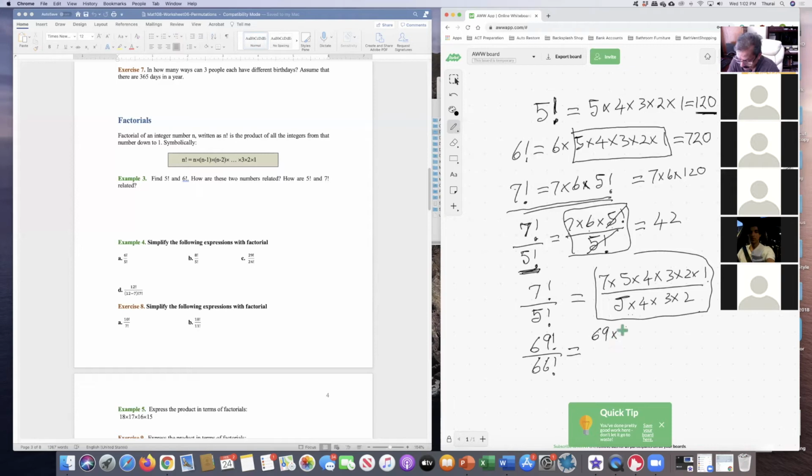Times 68, times 67, and then write 66 factorial. You go all the way down to the denominator number, write it out, and 66 factorial, you write it there. And then the denominator is 66 factorial. These two cancel out, and so you only need to multiply these three numbers. Not only is it so much easier, but it's also possible now to do it.